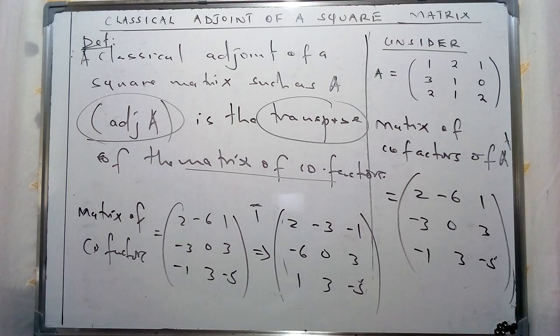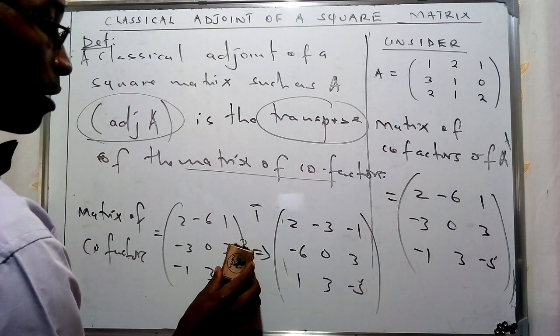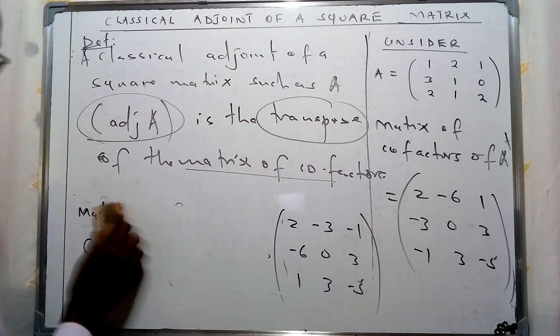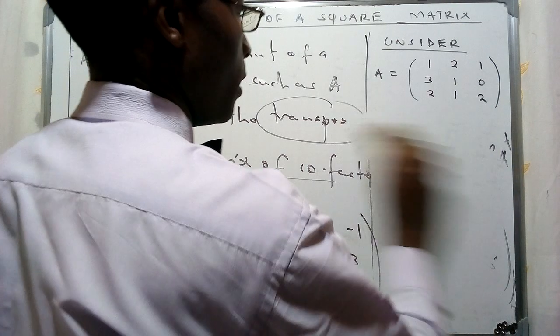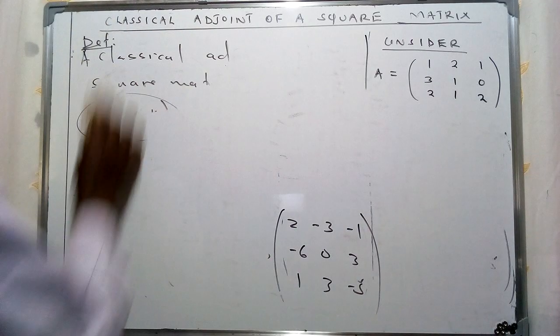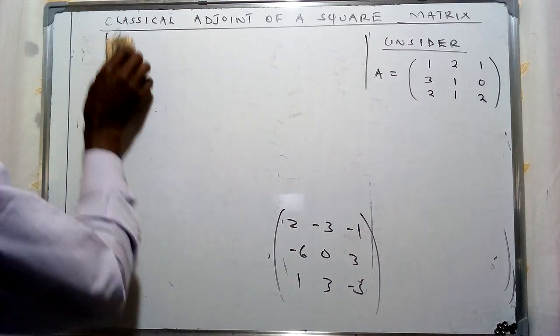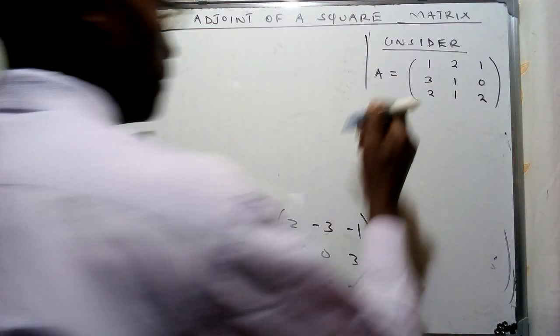Now I'm going to use this classical adjoint from my previous discussion so that we can find a relationship between it and other concepts which we are going to come across. So I'm going to reserve this matrix of the cofactors and the classical adjoint of the matrix A. Perhaps I can just write it on the top right corner of my board.